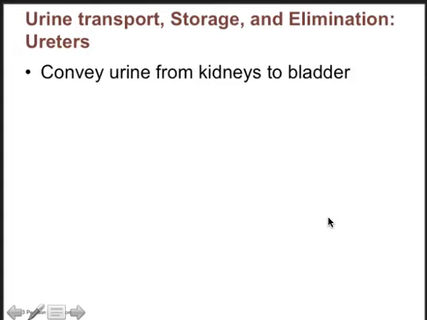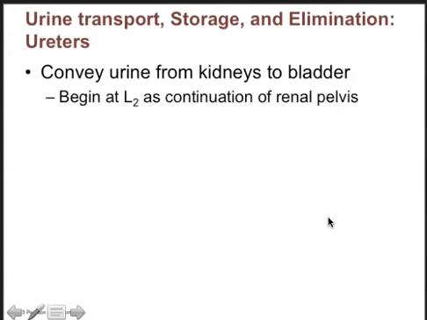So once we go through all the trouble of making the urine, how do we get it out? Well, we have to move the urine from the kidneys to the bladder, and that's done at about lumbar 2 as a continuation of the renal pelvis, into which the major calyces drain. Okay, or the minor calyces catch the urine as it comes out of the renal papilla, which is the tip of the renal pyramid. The minor calyces dump the urine into the major calyces. The major calyces dump the urine into the renal pelvis, and from there we enter the ureter.